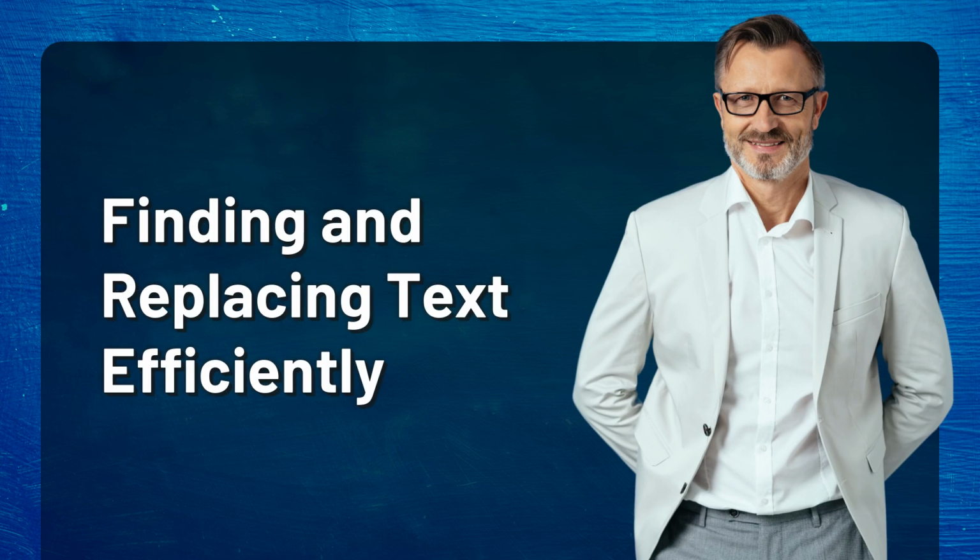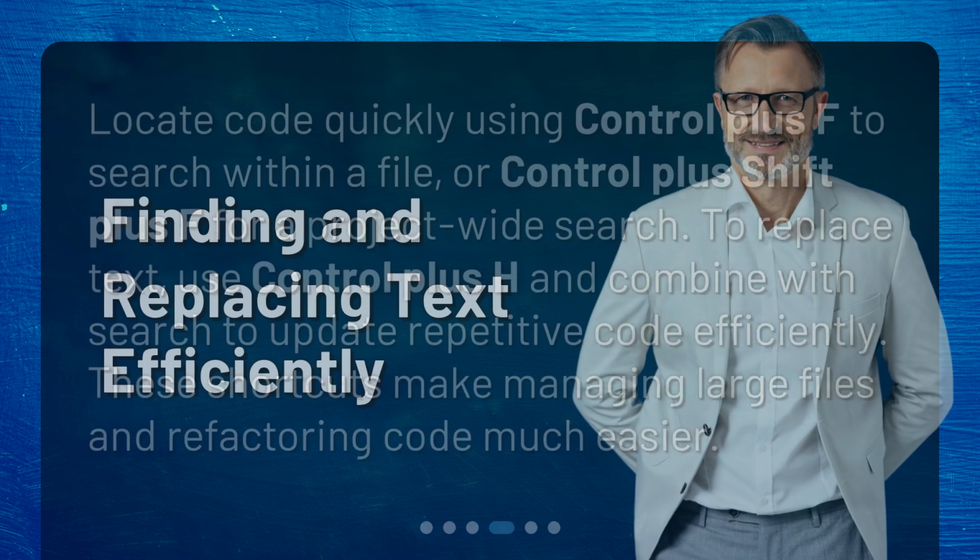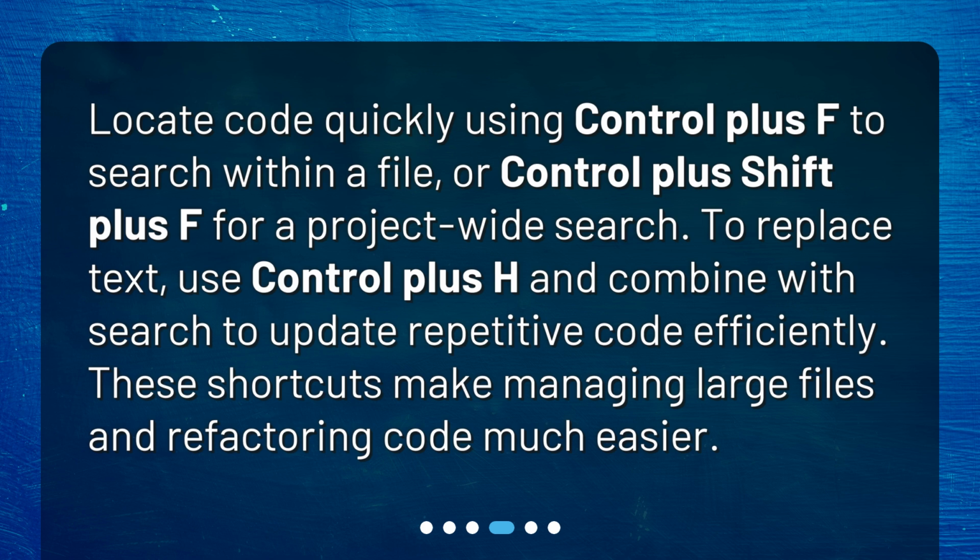Finding and replacing text efficiently. Locate code quickly using Ctrl+F to search within a file, or Ctrl+Shift+F for a project-wide search. To replace text, use Ctrl+H and combine with search to update repetitive code efficiently. These shortcuts make managing large files and refactoring code much easier.